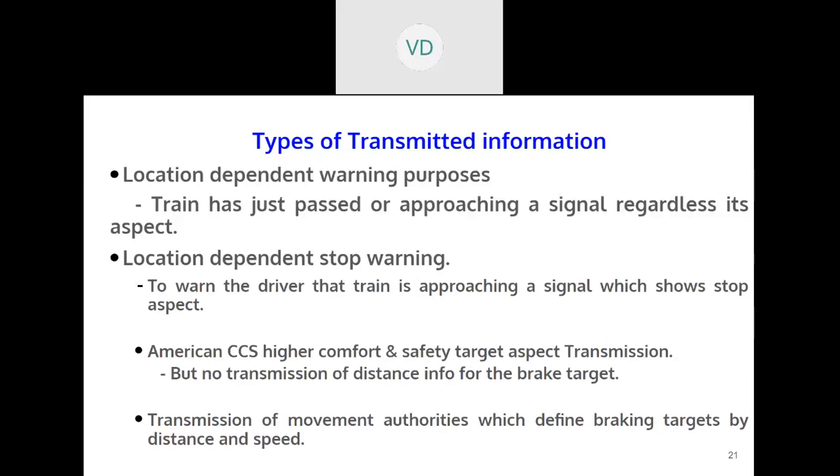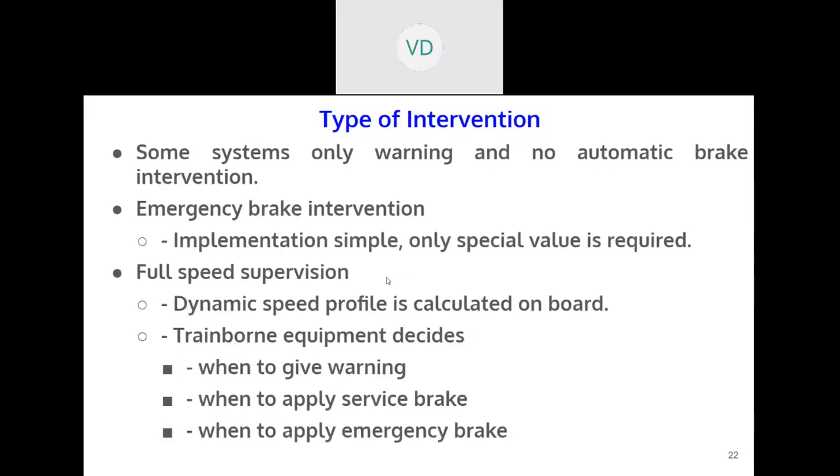Then the next one was repeat the aspect of the signal inside. So that means the transmission is also repeating the aspect of the signal inside. The next one is transmit where to stop the train so that you can generate the braking curve in the onboard equipment. Unless the information of where to stop the train, the location of stoppage, is indicated to the cabin, you cannot draw the braking curve. We will see later. It's a very simple algorithm to draw the braking curve, which needs place of stop information.